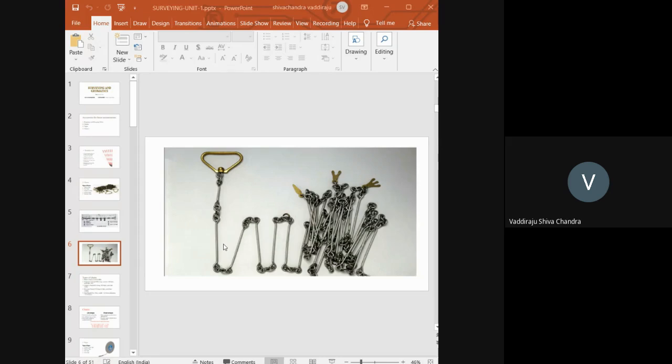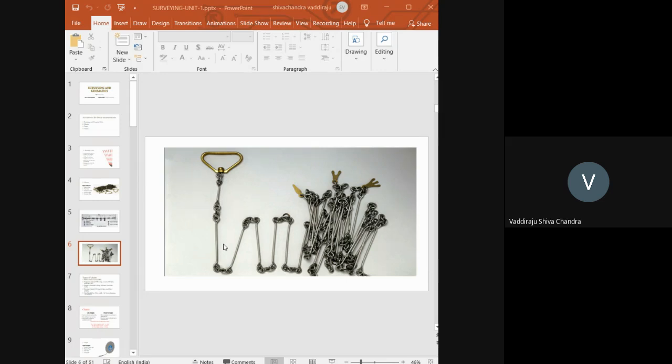If the length of the chain is 30 meters, and the link is 20 centimeters, how many links will be there? 150, sir. These are viva questions you need to remember by heart. A 20-meter metric chain consists of 100 links of 0.2 meters or 20 centimeters each. A 30-meter metric chain consists of 150 links. Each link is 0.2 meters or 20 centimeters.